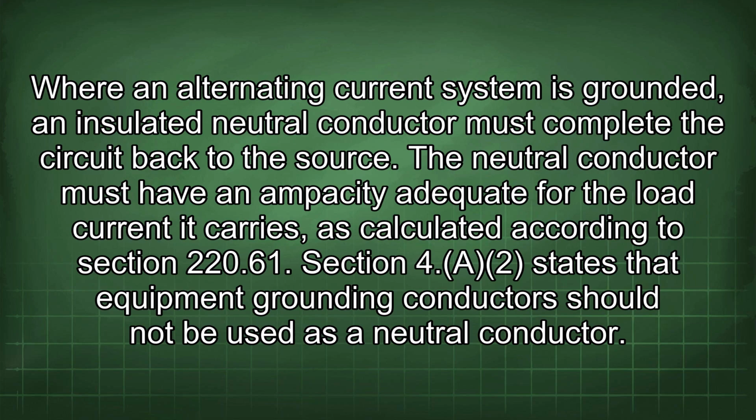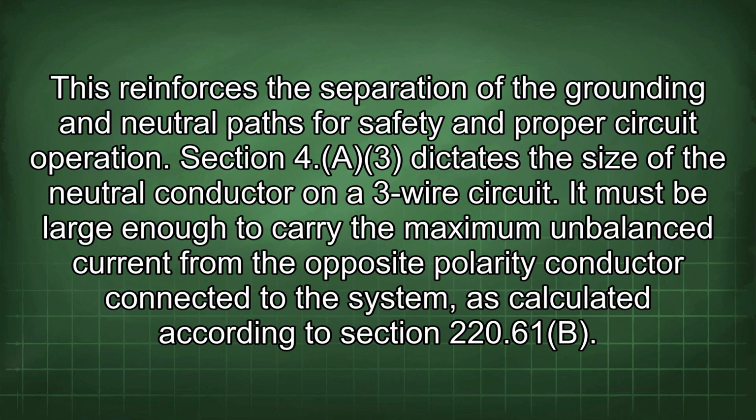The neutral conductor must have an ampacity adequate for the load current it carries, as calculated according to Section 220.61. Section 4a2 states that equipment grounding conductors should not be used as a neutral conductor. This reinforces the separation of the grounding and neutral paths for safety and proper circuit operation.